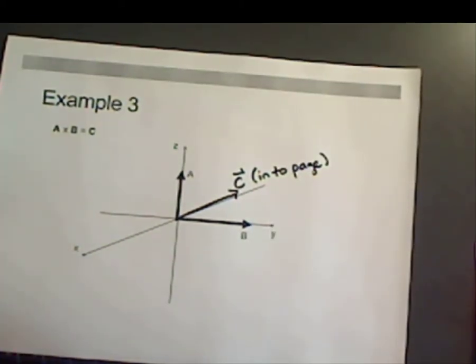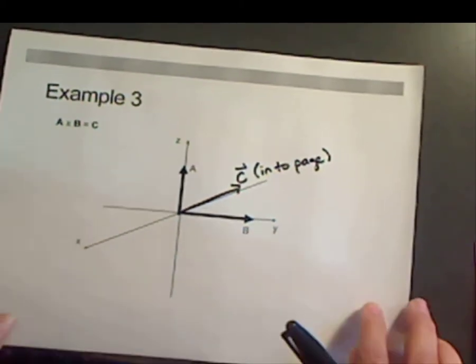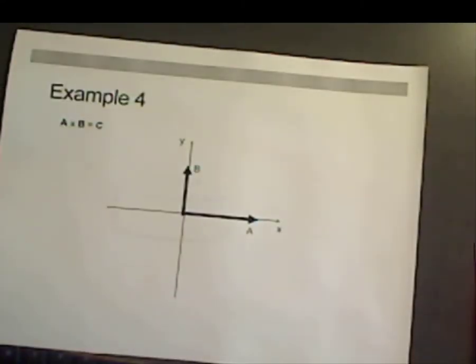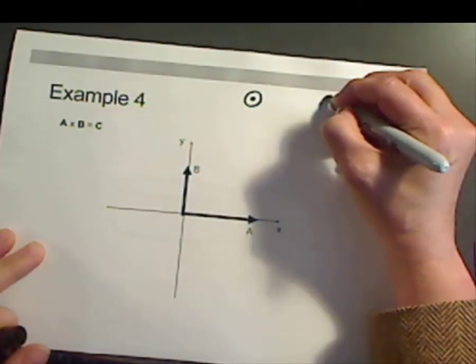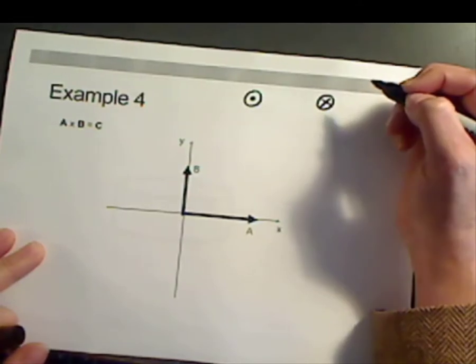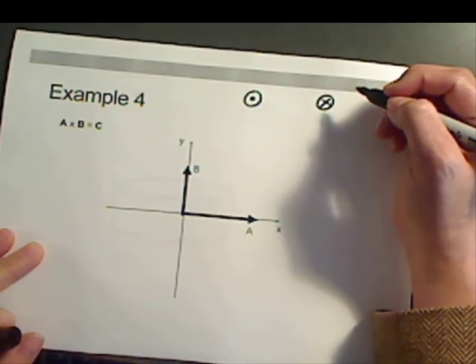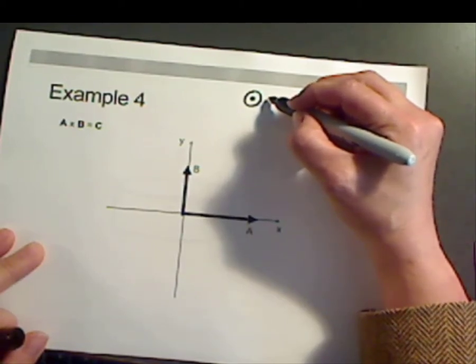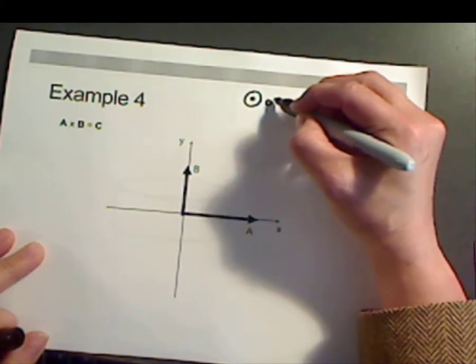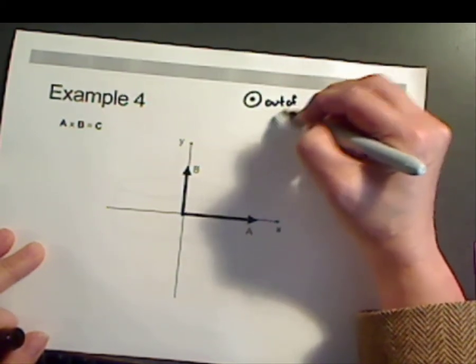Now, as you can see, this gets a little cumbersome. So there's another notation that is often used for doing three-dimensional vectors, and that is known as the arrow notation. For the arrow notation, you have two possibilities. You have a dot and an X. The reason it's called arrow notation is because the dot represents the tip of the arrow, which means you're looking down the arrow, so the arrow is coming towards you, or in this case, it would be out of the page.